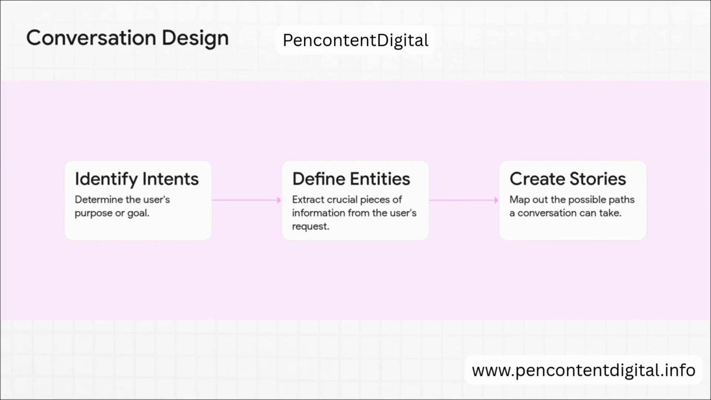First, we have to identify the user's intents. Basically, what are they trying to do? Next, we define the entities. What are the crucial bits of information we need to snatch from their message? And finally, we create dialogue stories, which map out all the possible ways a conversation could go.